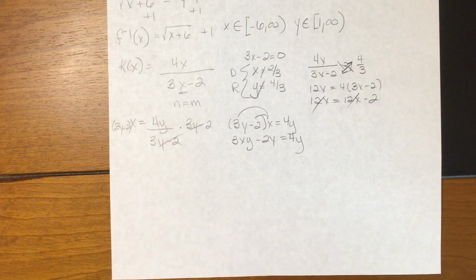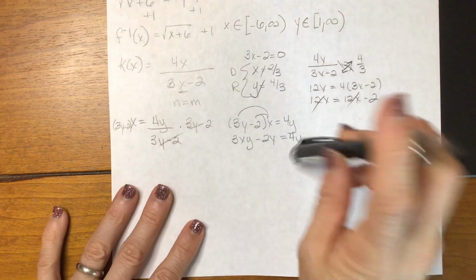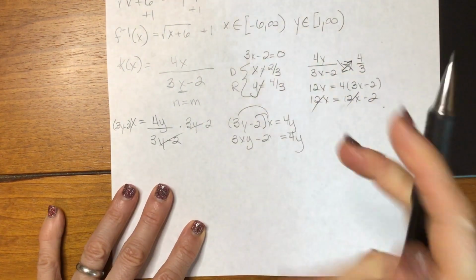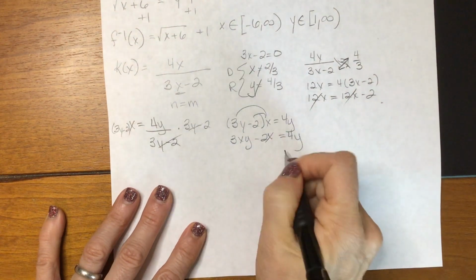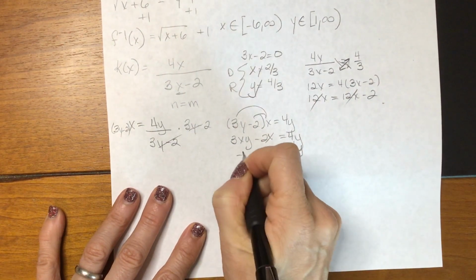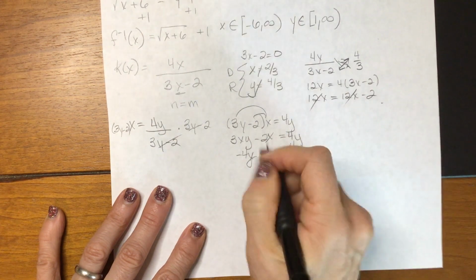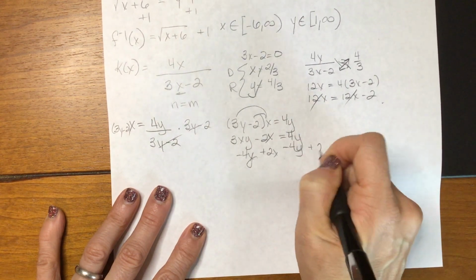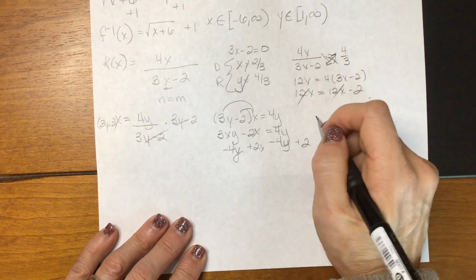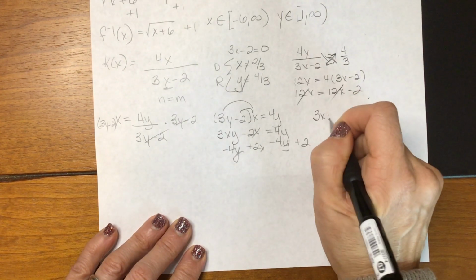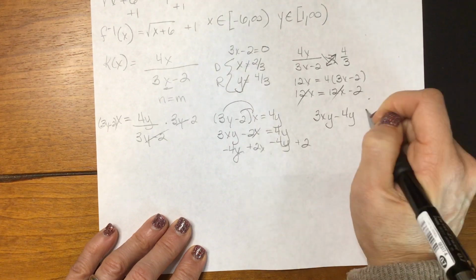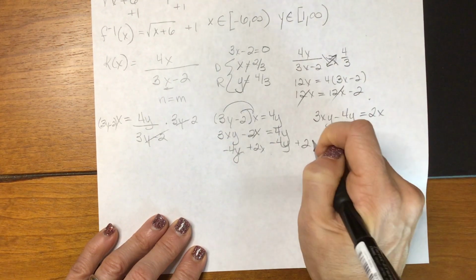Now here is like, okay, how are we going to get this y by itself? I have no clue. Well, what we want to do is get everything that has a y in it on one side and everything that doesn't away from it. And this is an x, sorry, I made it look like a y. So I'm going to subtract 4y from both sides, and I'm going to add 2x to the other side. And that's going to give me 3xy minus 4y equals 2x.